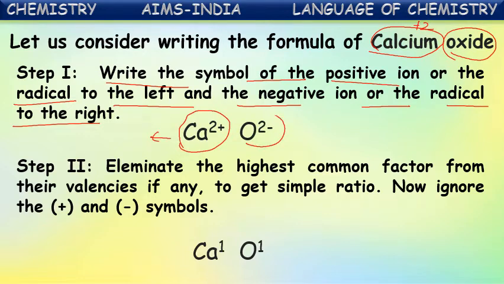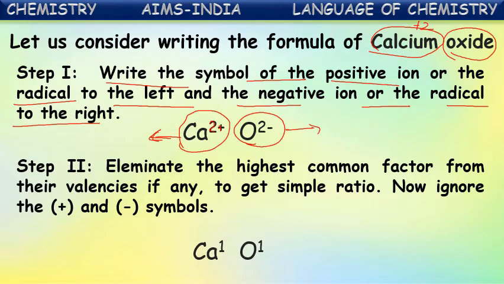And oxygen is a negative ion. Oxide means oxygen will have a minus 2 charge. Calcium will always have a plus 2 charge. So calcium and oxygen, this one. This is the first point: always write the positive on one side and the negative on the other.